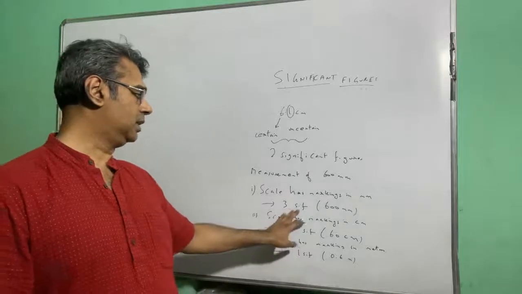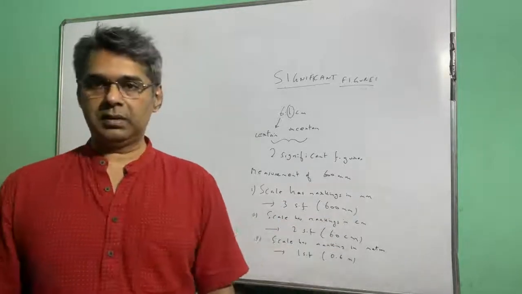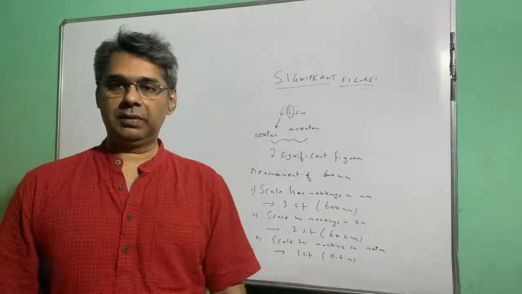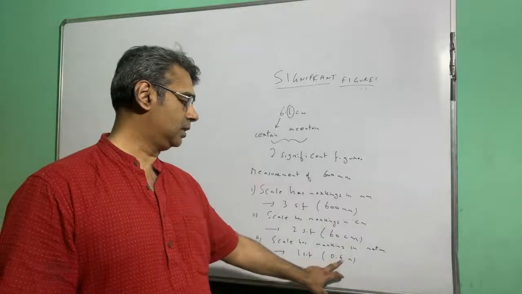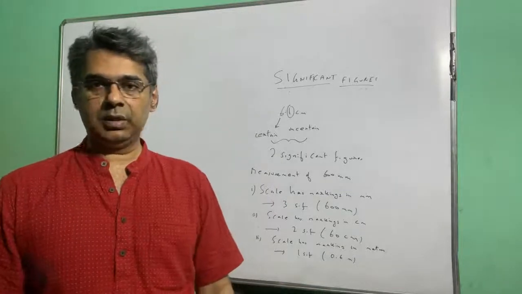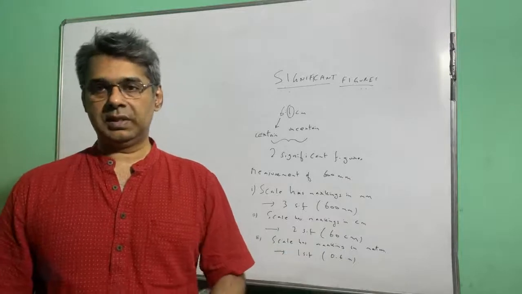So here there are three significant figures because you are having three digits and all of them are certain. Here there are two significant figures because there are two digits and both of them are certain. Here you are only having one significant digit because there is a 6 after the dot, and before the dot there is a 0, nothing is there. So after the dot there is a 6, so only one significant figure.